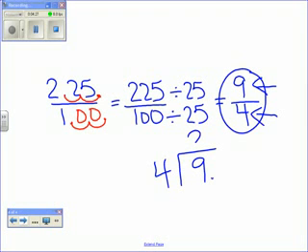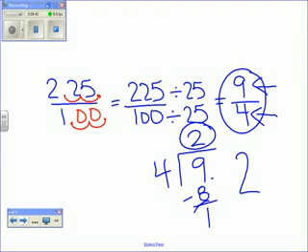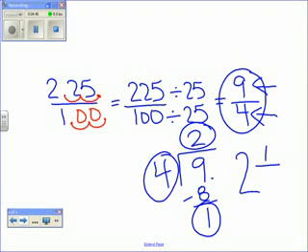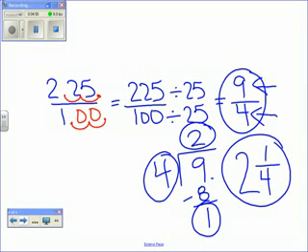4 goes into 9 twice. 2 times 4 is 8. And I have 1 left over. So this number right here, the 2, is my whole number. I have 1 left over, which is my numerator. And I was dividing by 4, which is my denominator. So that gives me 2 1/4 as my final answer.